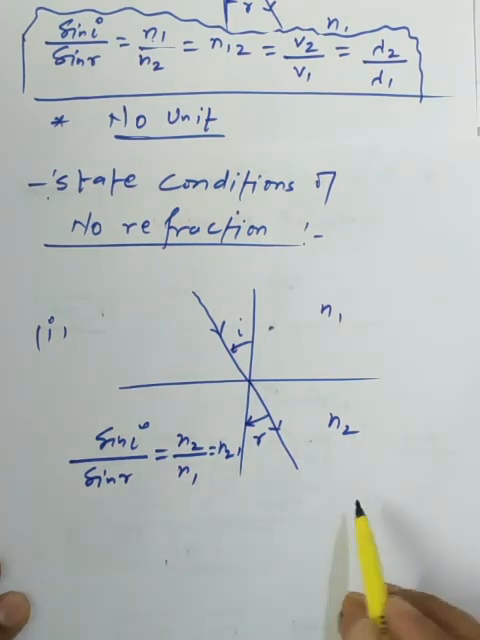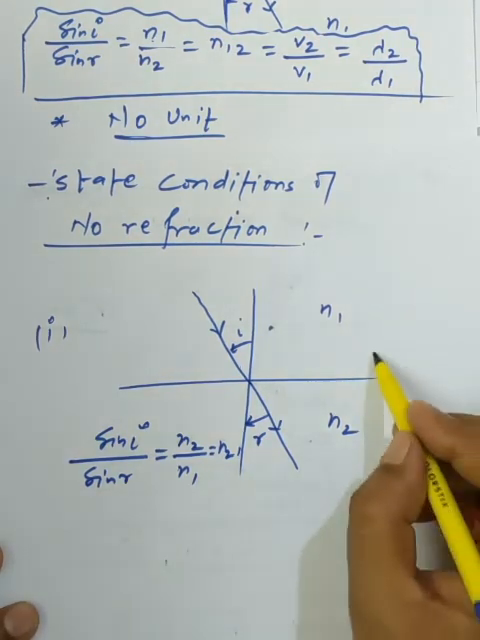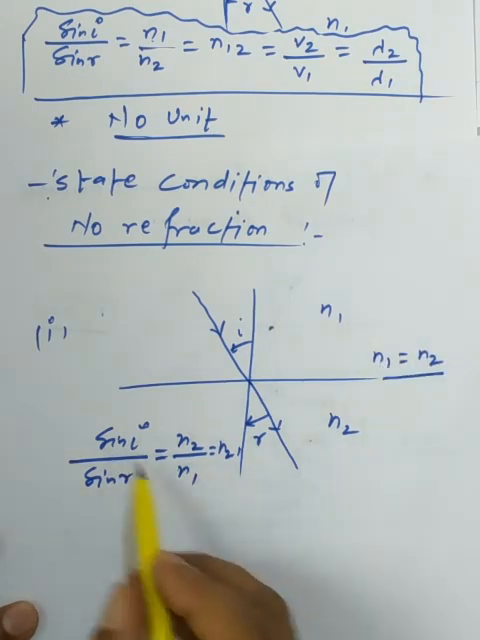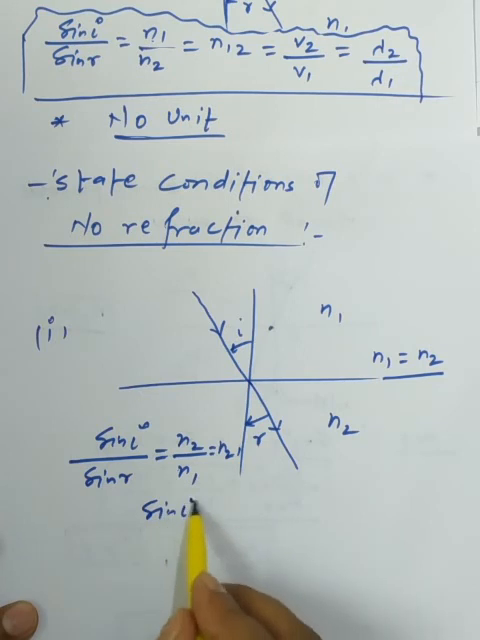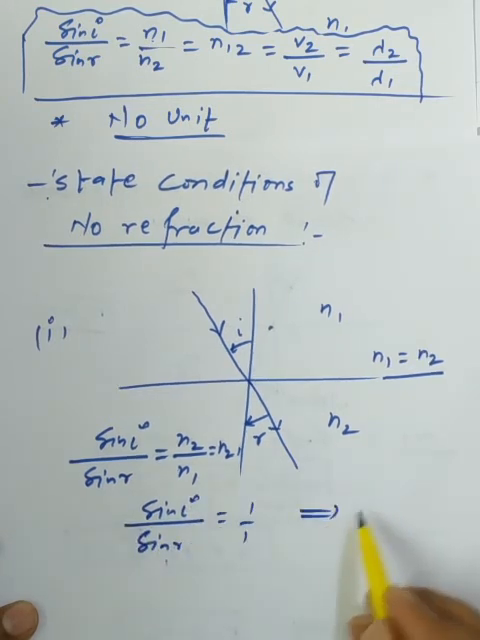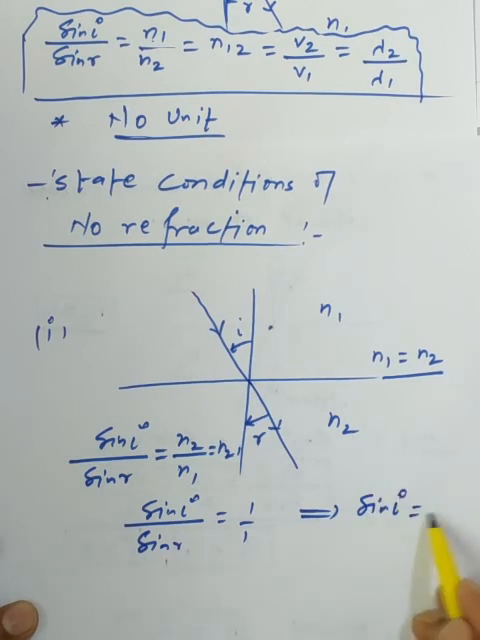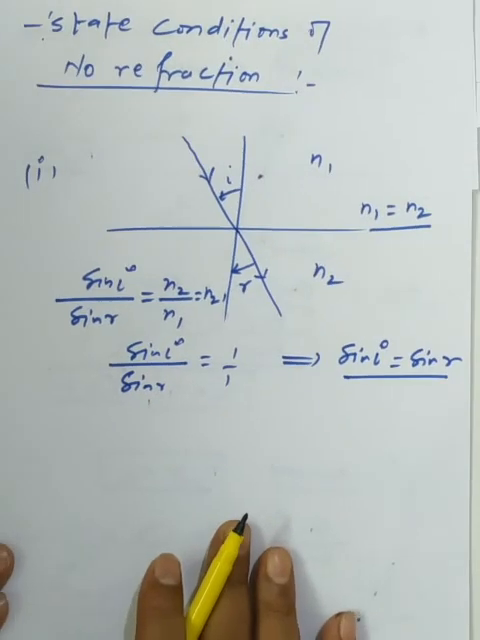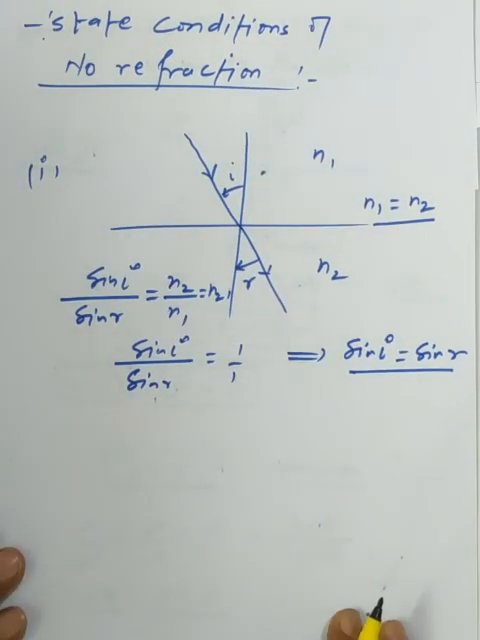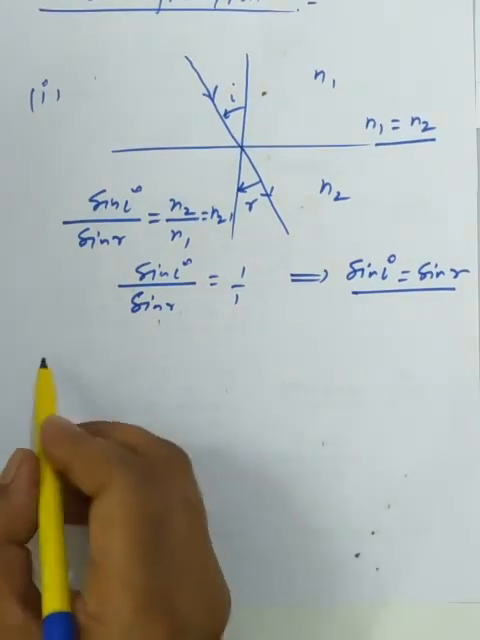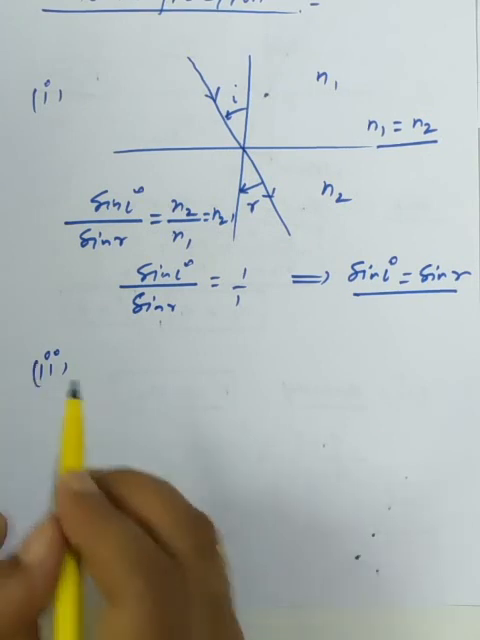Now if the condition is given that n1 is equal to n2 for both media, we get sin i upon sin r is equal to 1 upon 1. It implies that sin i is equal to sin r. So in this condition no refraction will take place. The ray will move straight, whatever the angle it comes at, so it moves undeviated in the second medium. This is one condition. What is the second condition we have?